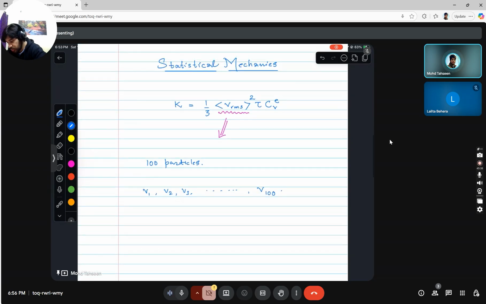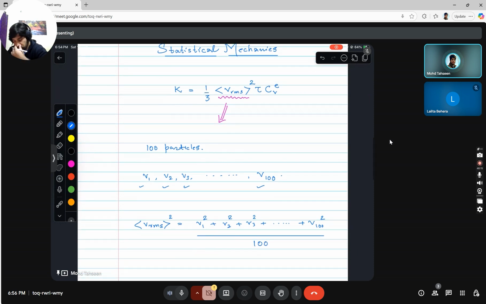Now if we want to compute this Vrms square and then compute K, thermal conductivity, we will need to know all these properties, right? All these velocities. We should know all of them, and then Vrms square will be V1 square plus V2 square plus V3 square and so on up to V100 square. And then you take the average of all these. Let's say there are 100, so we divide by 100.